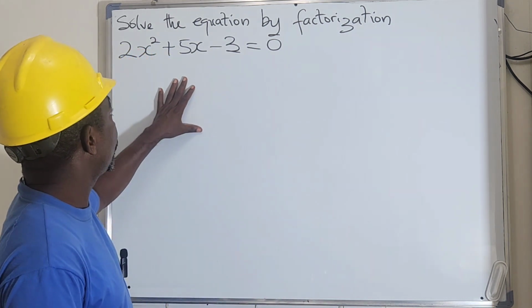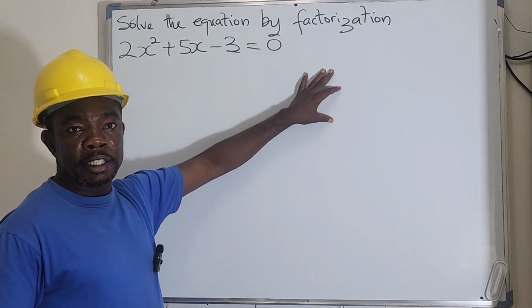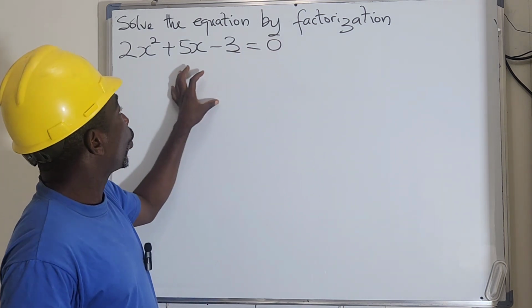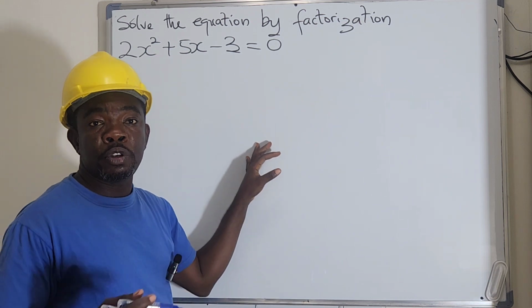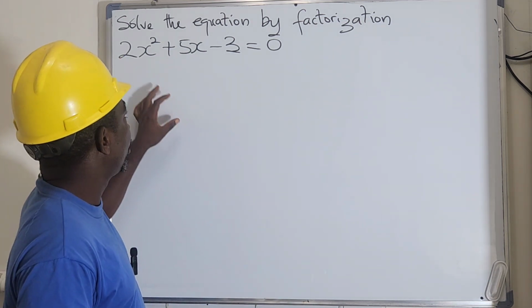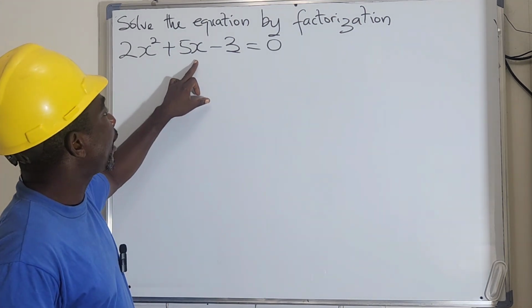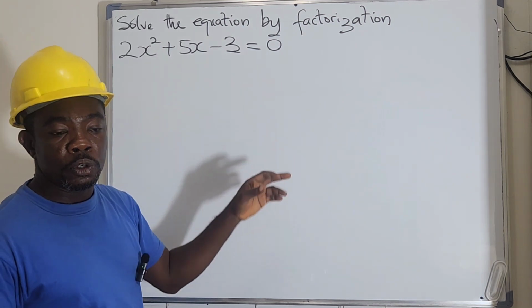Today we are looking at this question. It says solve the equation by factorization, and this is a quadratic equation, and we want to use the method of factorization to solve for the value of x. So we have 2x to the power of 2 plus 5x minus 3 equals 0.